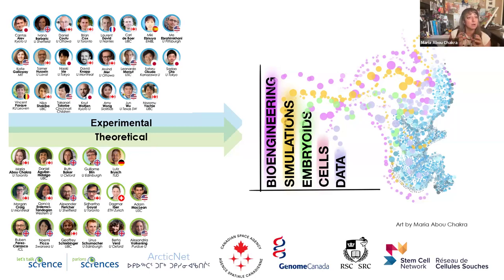And all of us are working together to combine what we know in terms of experiments, what we know in terms of theory. And we're going to use our knowledge and we're going to build this little simulator from our knowledge. And as we build knowledge, what we're going to do is identify what we don't know, because that's really what scientists want to do. We want to understand what is it that we don't know and fill the missing gaps. So we're going to use our bioengineering skills, simulation skills, embryo skills and cells data to put it all together to create this little early developmental embryo.